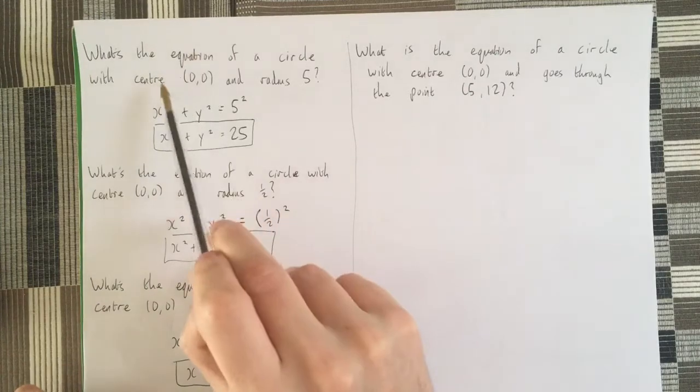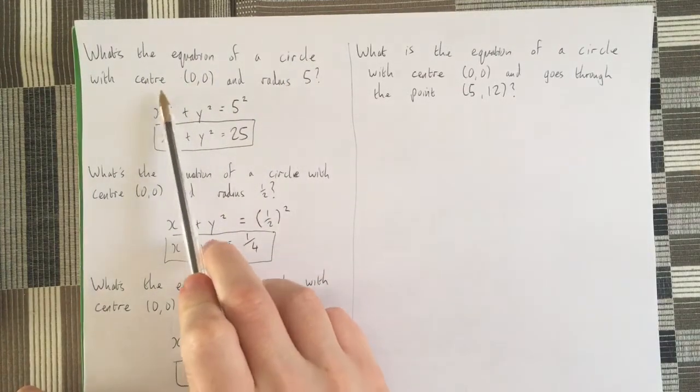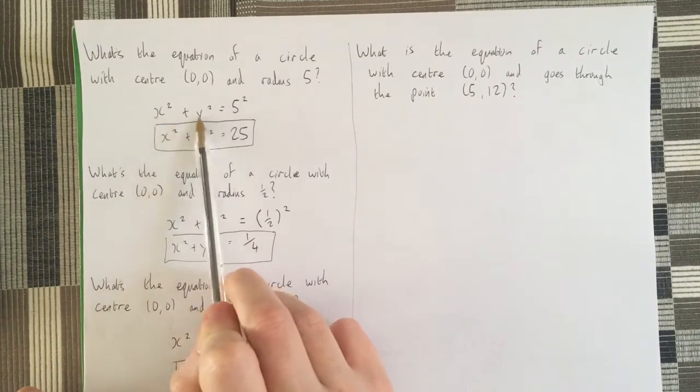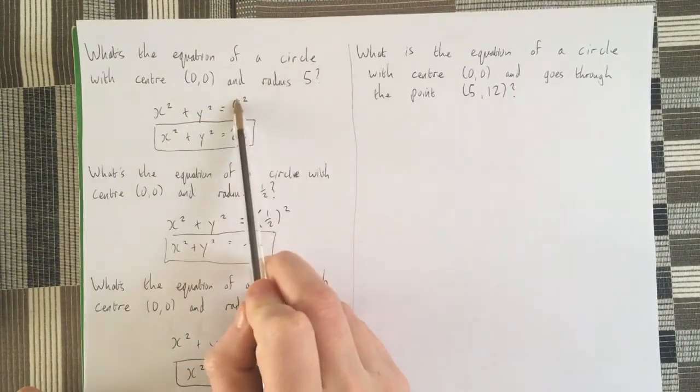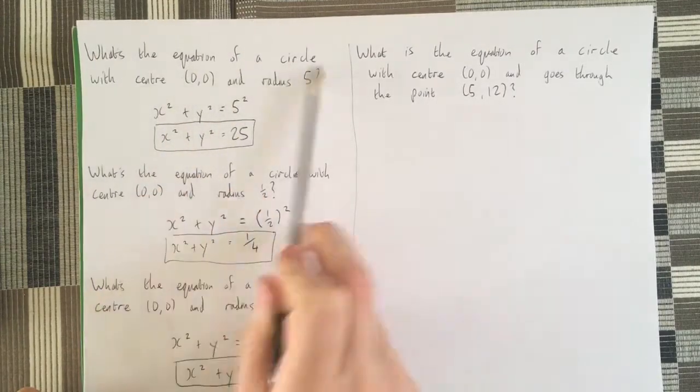So if you're given the center 0, 0 and the radius, well then it's just center 0, 0 is telling me x squared plus y squared, and then just square the radius. So x squared plus y squared equals 25 for that one.